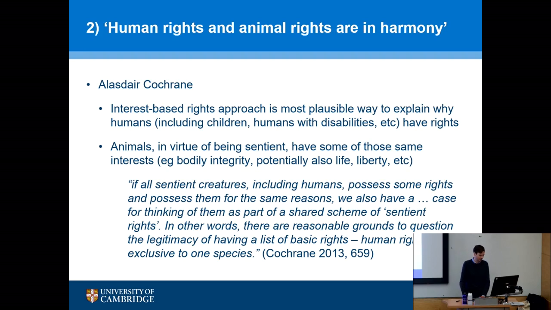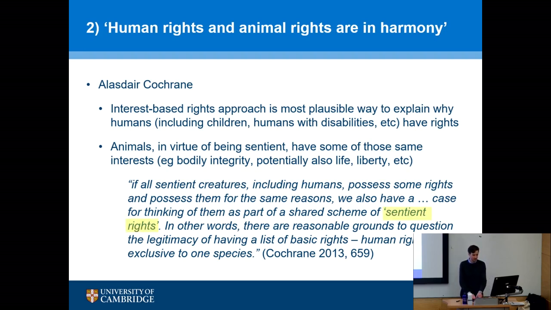Here's a quote where he makes this a bit clearer. He says, if all sentient creatures, including humans, possess some rights and possess them for the same reasons, because they are sentient, because they have the relevant interest, we also have a case now for thinking of them as part of the shared scheme of what he calls sentient rights.